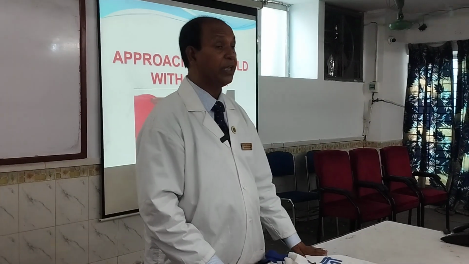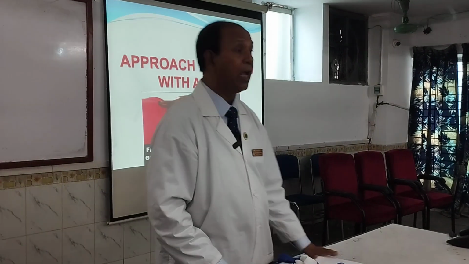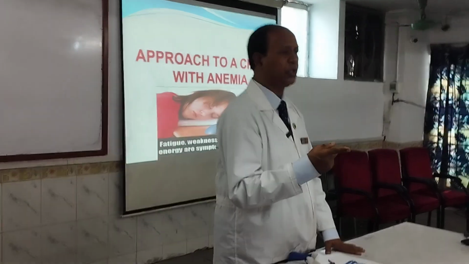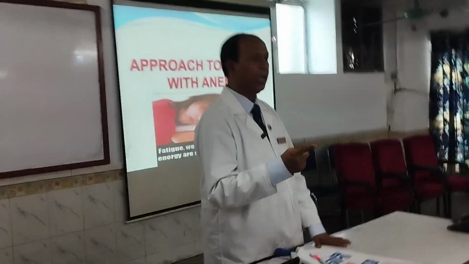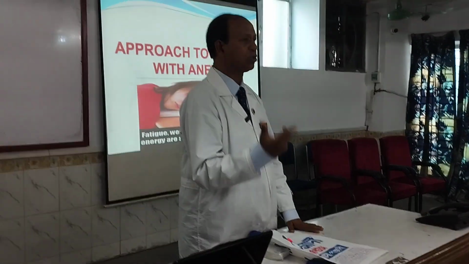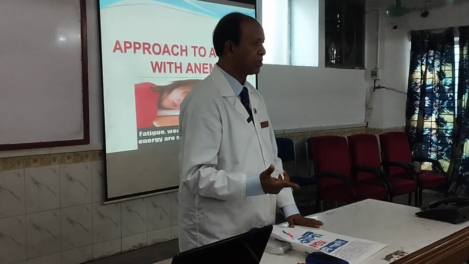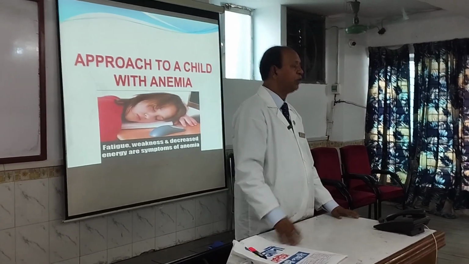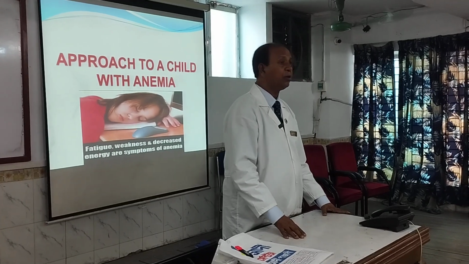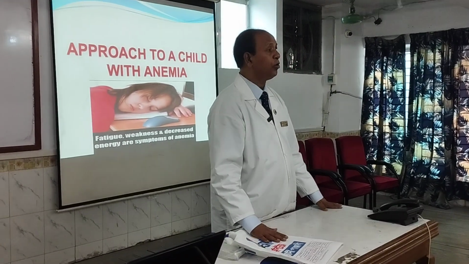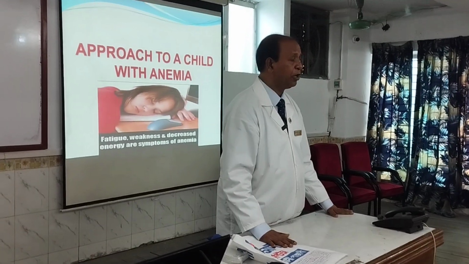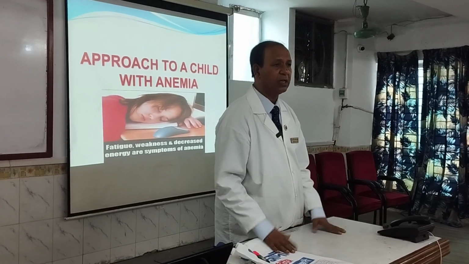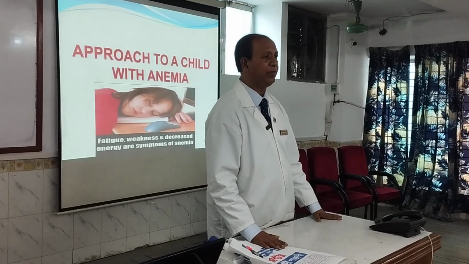Next, how is acute blood loss? Acute blood loss means gunshot injury, any stab injury, that acutely loses blood. This is called acute blood loss. Another one is chronic blood loss. Chronic blood loss means due to peptic ulcer disease, portal hypertension, hookworm infestation, menorrhagia, hemorrhoids. This is called chronic blood loss anemia.